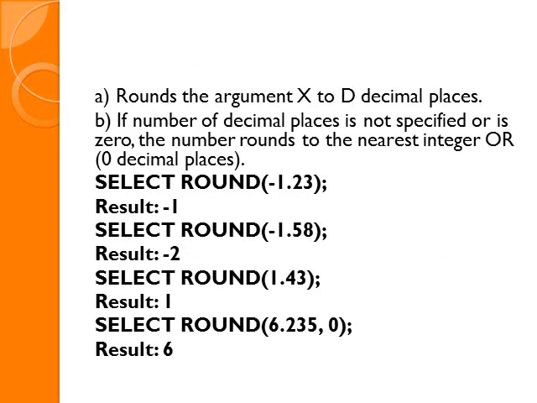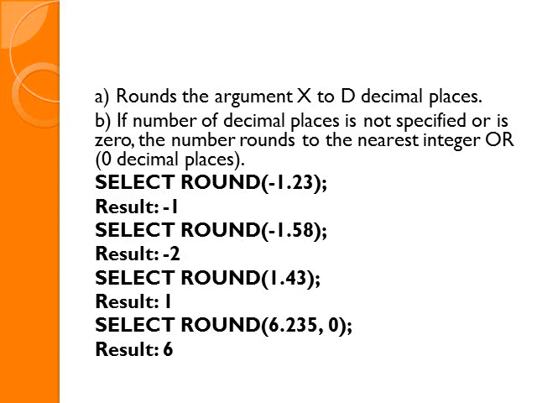ROUND rounds the argument to the decimal places given. If the number of decimal places is not specified or it is 0, the number rounds to the nearest integer, or 0 decimal places. You can see the example, SELECT ROUND(-1.23). Its result is 1, but with the negative sign. So the output is -1.